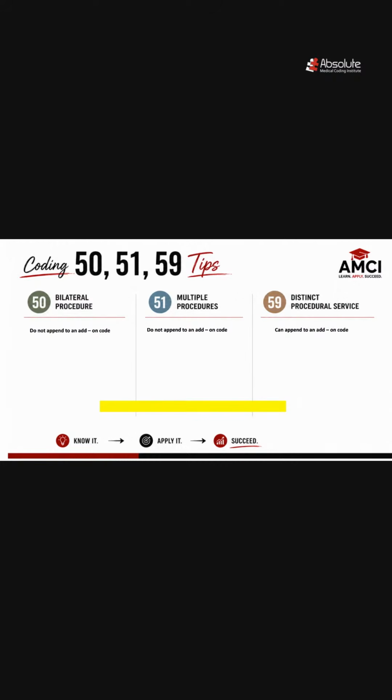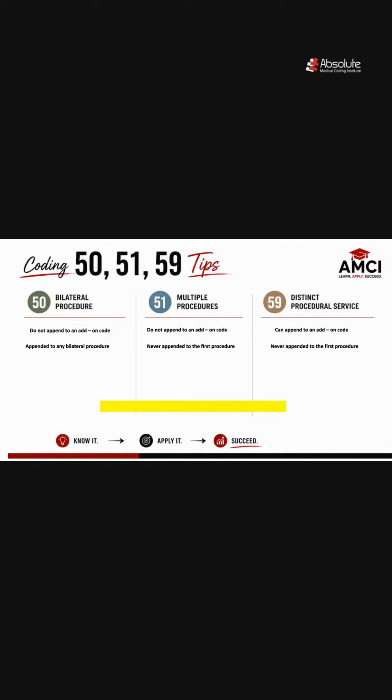Modifier 59 can be appended to an add-on code. Here's something else. 50 is appended to any bilateral procedure. So if it's bilateral and the code language doesn't specify that you can use the code for multiple procedures, you can use bilateral modifier 50. 51 is never appended to a first procedure, and so too is 59. You never append this to a first procedure.